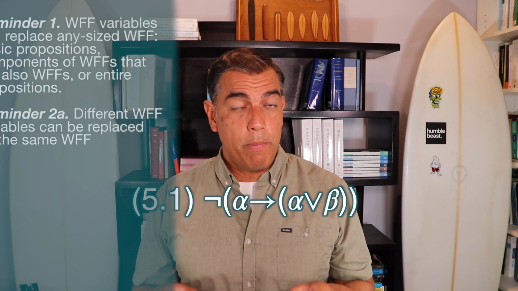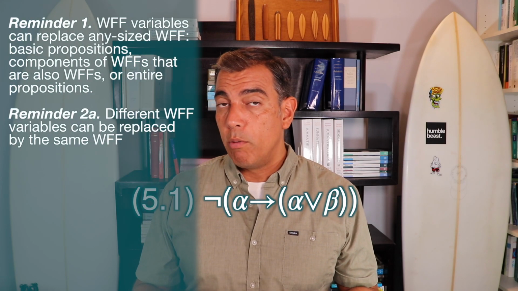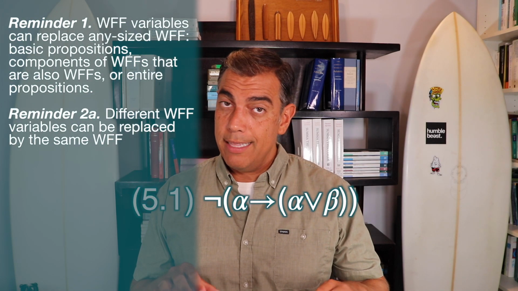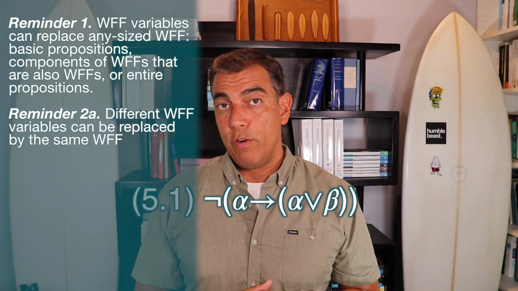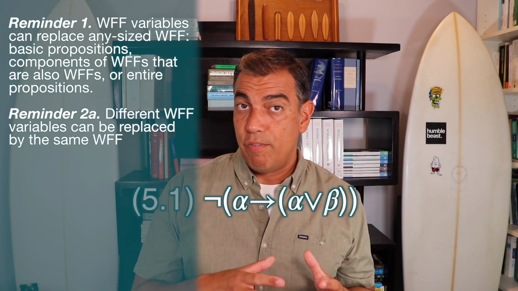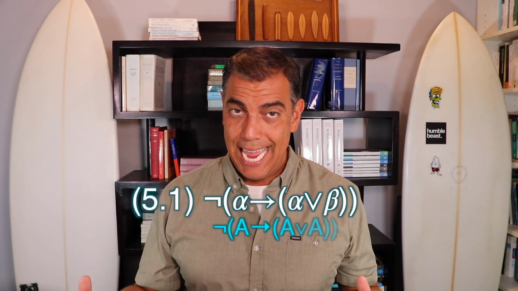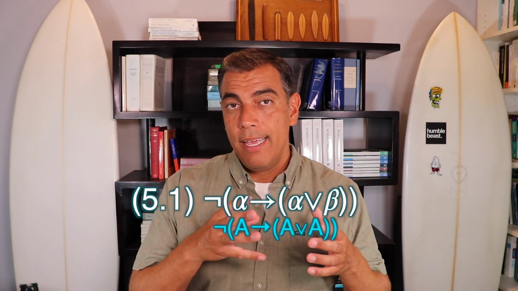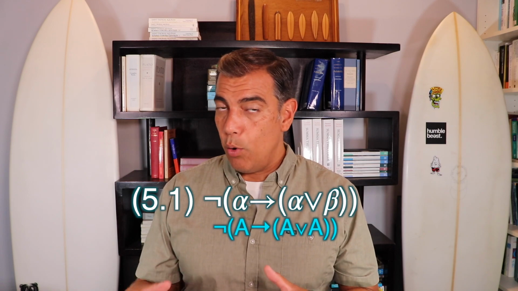And then remember that reminder 2A was that different well-formed formula variables can be replaced by the same well-formed formula. So for example, I could replace alpha and beta with just A, and I can have, it's not the case that if A, then A or A.